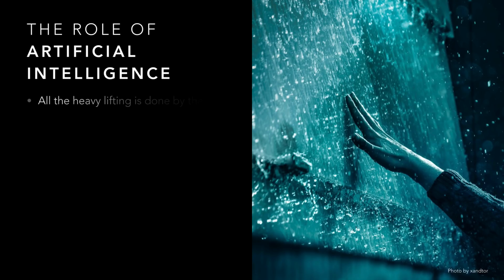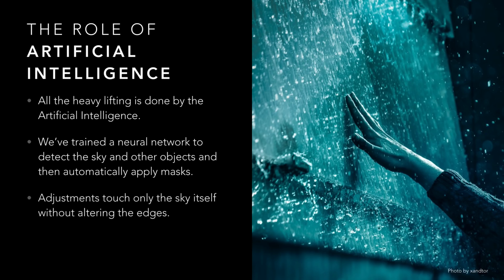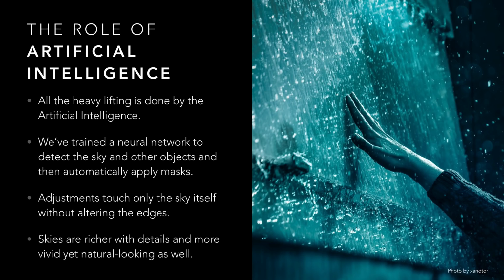What it's able to do is find the key details. So all the heavy lifting is done by the artificial intelligence engine. We've trained a neural network to detect sky and other objects, and then automatically apply masks to enhance things. Adjustments touch only the sky itself without actually altering the edges. Skies end up richer with more details and still retain a natural look.